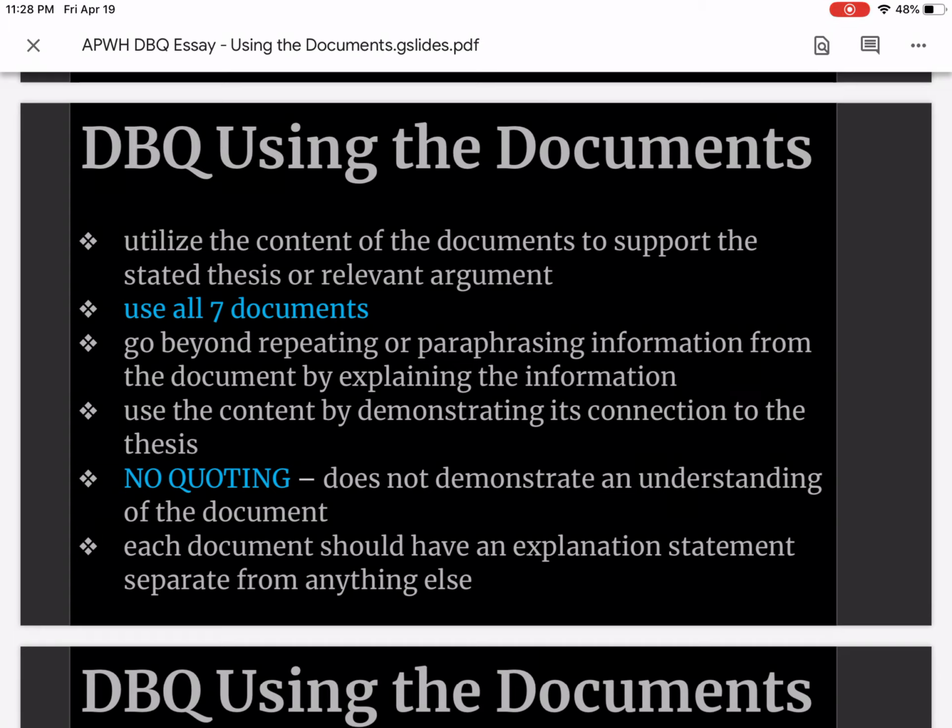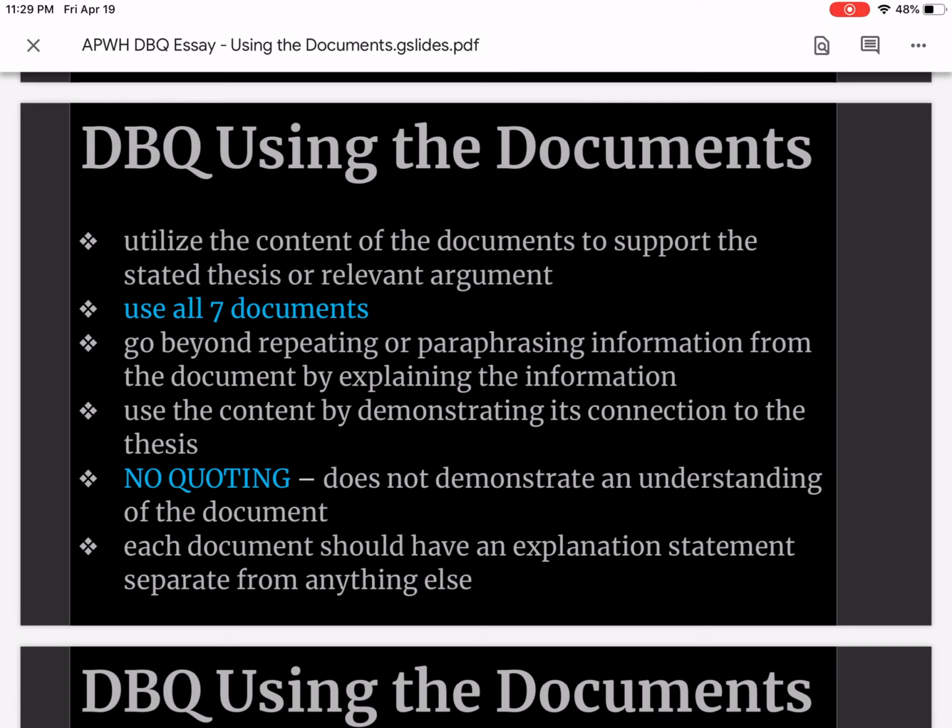This next point is absolutely crucial. No quoting. That does not demonstrate an understanding of the document. You should never, ever quote from a document. I could get a book of quantum mechanics and read from it, quote it word for word, and I'm probably not going to know what I'm saying. That's why we don't quote. It does not demonstrate an understanding of the information.